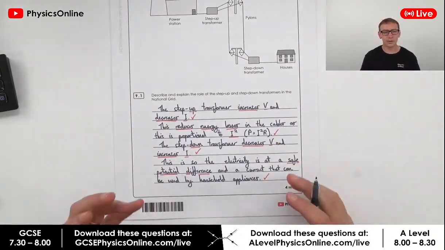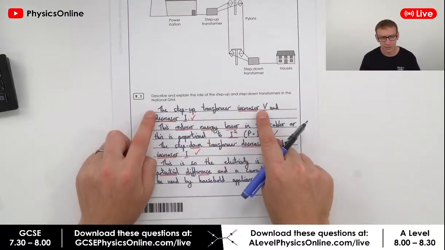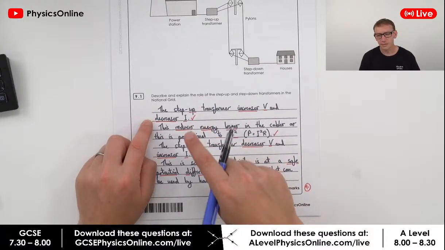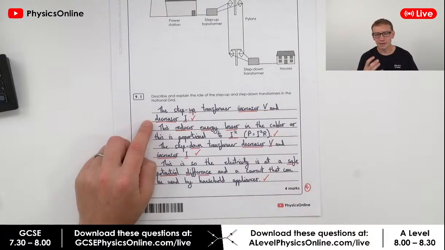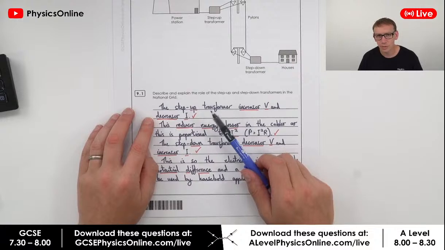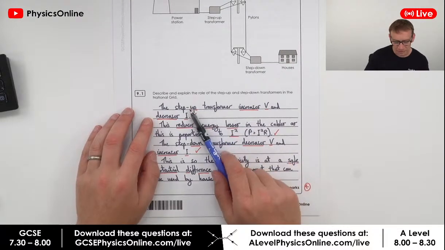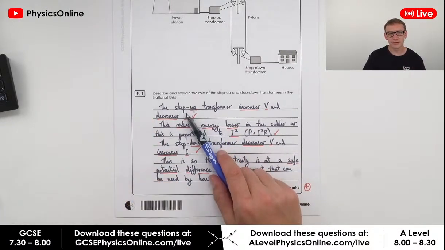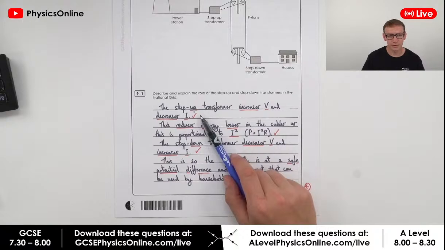So basically, the role of the step-up transformer is to increase the potential difference and decrease the current. And of course, if you're A-level, then this is also something that you need to know if you're doing your paper 2 exam tomorrow. So the step-up transformer, the reason you learn about it is because these increase the potential difference and decrease the current.